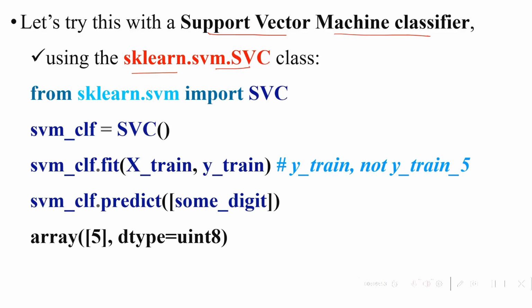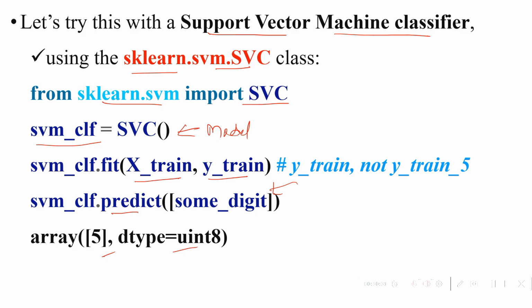From sklearn.svm, we import the support vector classifier, SVC. Our model is svm_classification, equal to SVC. Then the svm_classification.fit function trains this model with X_train and y_train. Then svm_classification.predict takes some digit. We give it some digit, for example 5, and the data type is uint8.